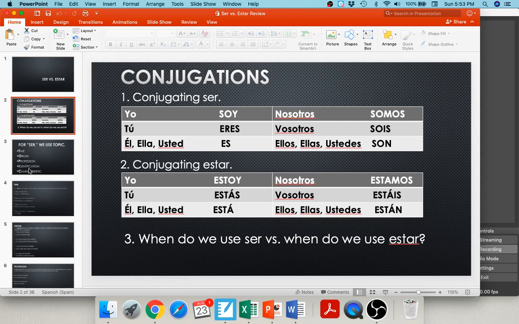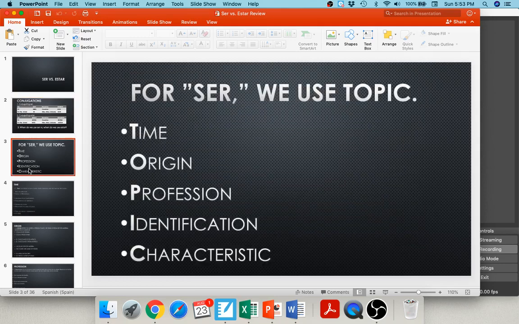As far as when to use ser or when to use estar, I've come up with some little acronyms to help you. For the verb ser, we use the acronym TOPIC, T-O-P-I-C. The T in TOPIC stands for time, the O stands for origin, the P, profession, the I, identification, and the C, characteristic. I'm going to ask you to pause your audio here and jot down all of those letters from TOPIC, because you're going to need to know those in just a second for an activity that we're going to do together. But for now, just make sure you have those jotted down.